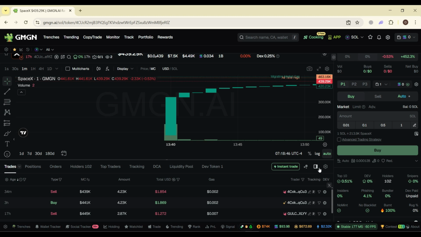Okay, so what is a whale? In crypto, a whale is someone who trades with a large amount of money. Their actions can move the market or signal early interest in a token. Okay, so what is whale tracking? Whale tracking means monitoring the wallets of these large traders when they buy or sell. You can see it on chain, and tools like GMGN make this easier to understand.